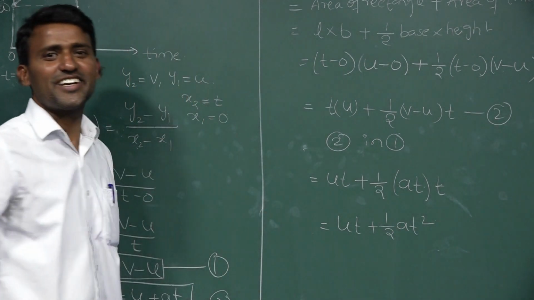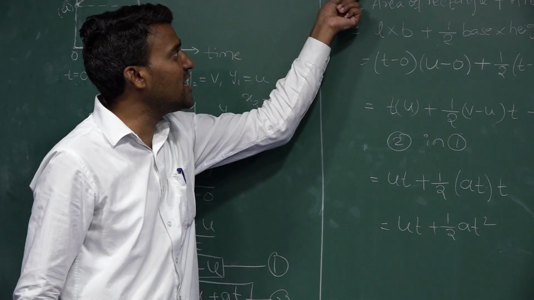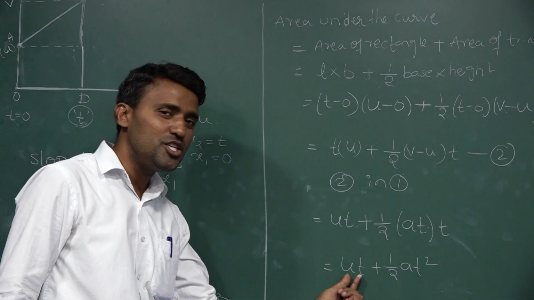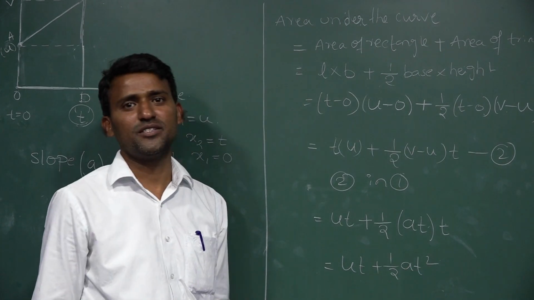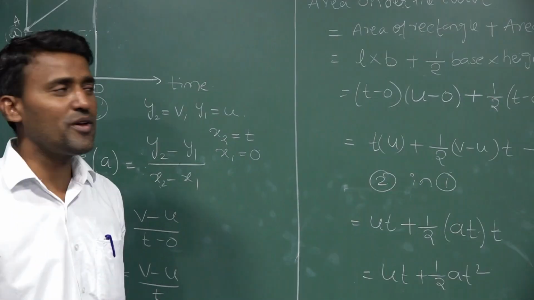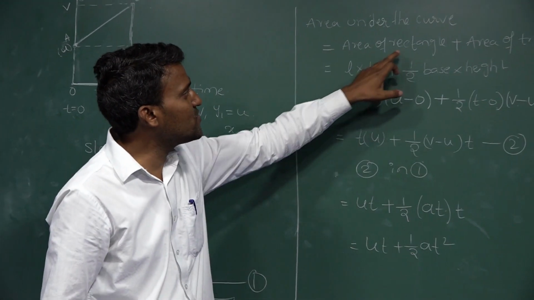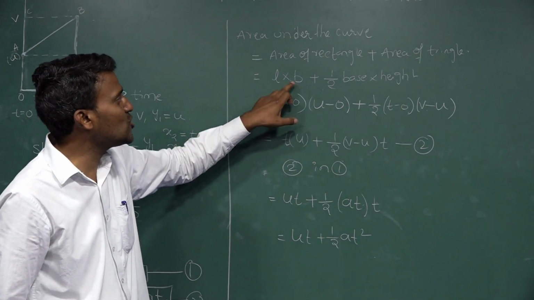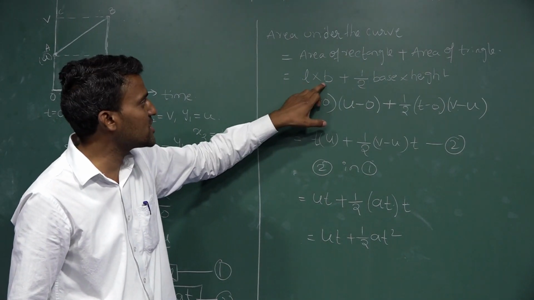But what about the resultant? The area under the curve is equal to ut plus half at squared, we have written. But the resultant is equal to, see in this situation, the area of the triangle means y-axis into x-axis.